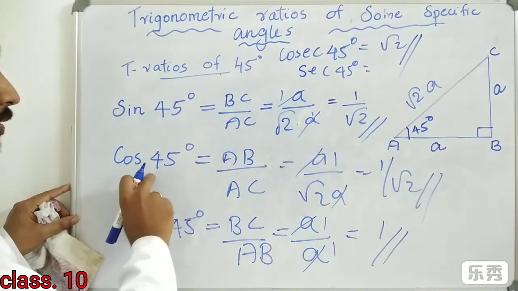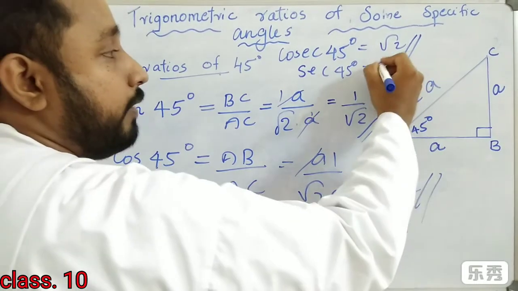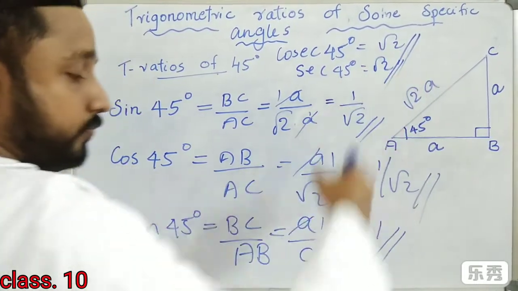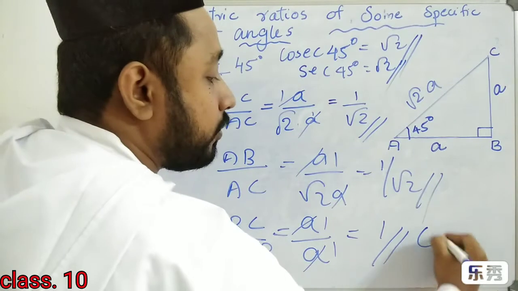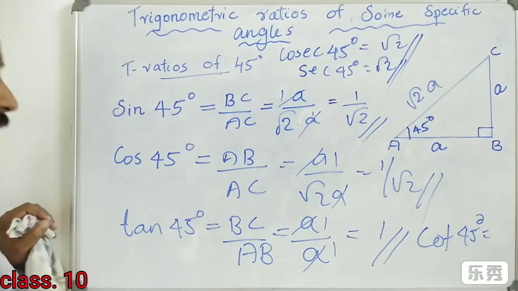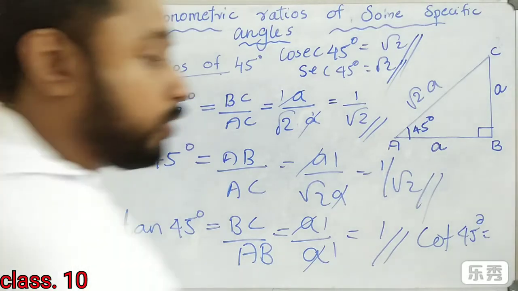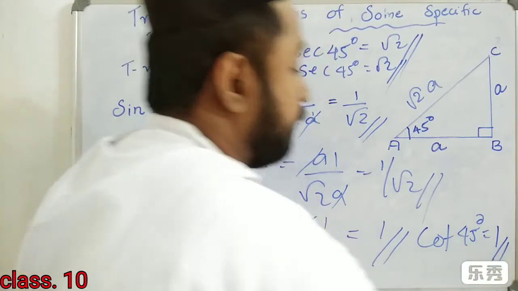So reverse of cos 45 is sec 45. So sec 45 is equal to root 2 by 1, that is also root 2. What about cot 45? Cot 45 degree is equal to the reciprocal of tan 45 degree. Tan 45 degree is 1. So cot 45 degree is also 1 by 1, 1.